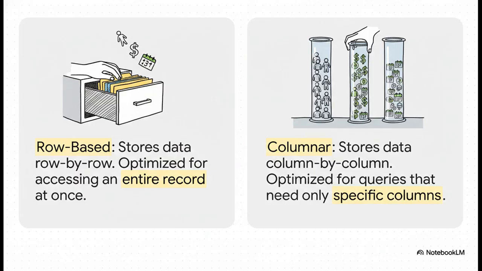Pandas is row-based. So imagine a filing cabinet where each folder contains a complete file on one person. Name, age, department, everything. It's great if you need to pull that entire file at once. Polars is columnar. This is like having separate lists for all the names, then another list for all the ages, and a third for all the departments. If you only need to calculate the average age, you just grab that one ages list. It's way more efficient for analytics.